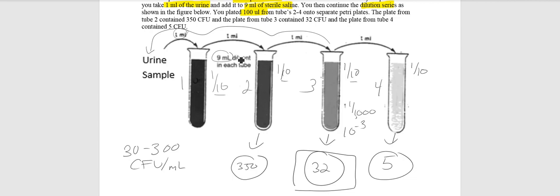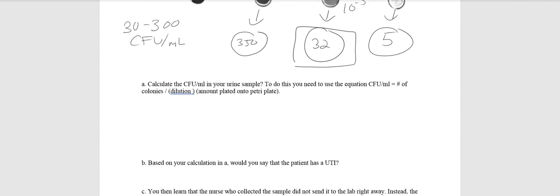And so that's the information we'll need now to fill out the actual equation down here where we want to solve for CFUs per mil. So we know that our number of colonies was 32, and that's going to be divided by the dilution, which we figured out was 10 to the minus 3, times the amount plated. Now remember, the amount plated was 100 microliters. We're going to need to convert that to milliliters.